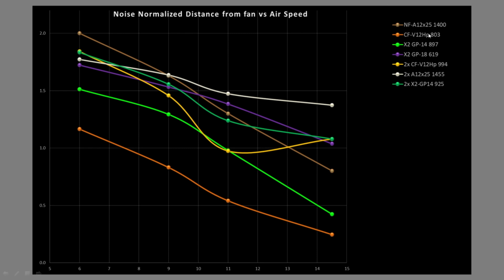We got one A12X25, one CF-V12HP, a Cougar fan, one X2-GP14, one X2-GP18, two Cougar fans, two A12X25s, and two X2-GP14s. The X2-GP14 is one of the fans in the torn PC case that sits along the bottom row.